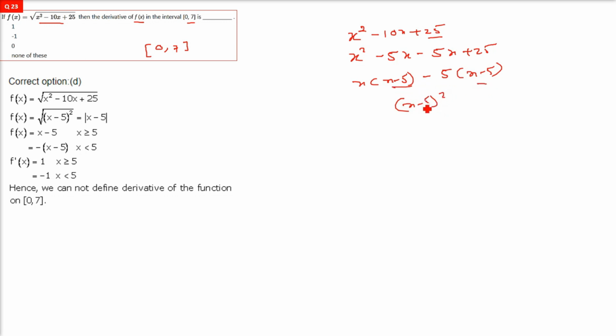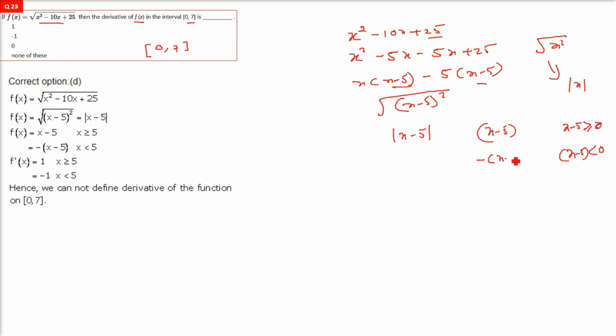So when you take the under root of this, and you always know under root x square will be equal to modulus of x. Okay, when it comes out, it will be modulus of x minus 5. So for modulus x or modulus anything, we have the same strategy. This modulus x minus 5 will be positive for x minus 5 greater than or equal to 0, this is going to be x minus 5. For x minus 5 less than 0, this will be negative (x minus 5).